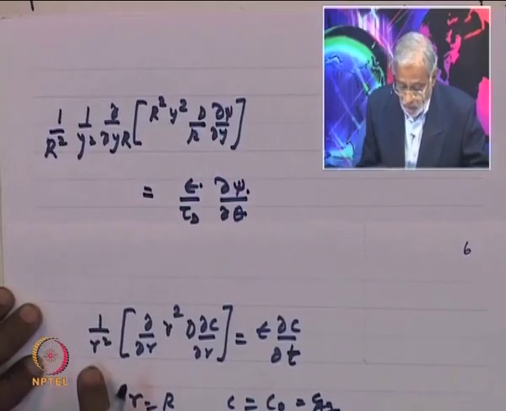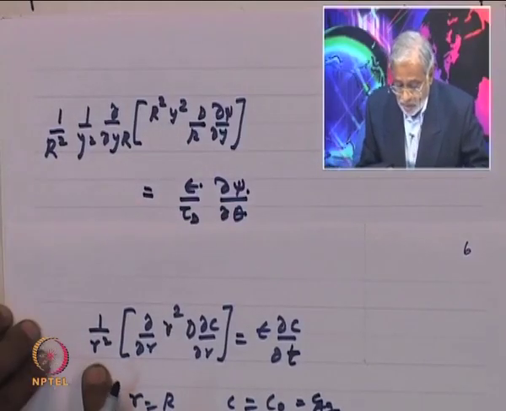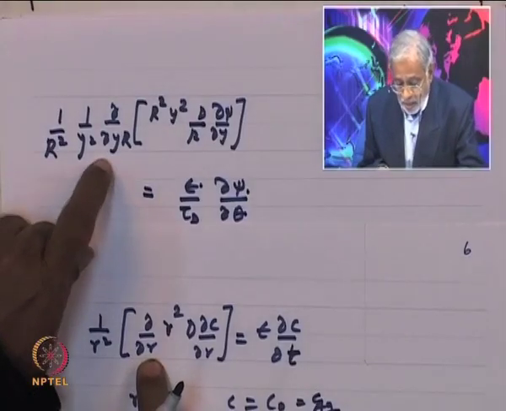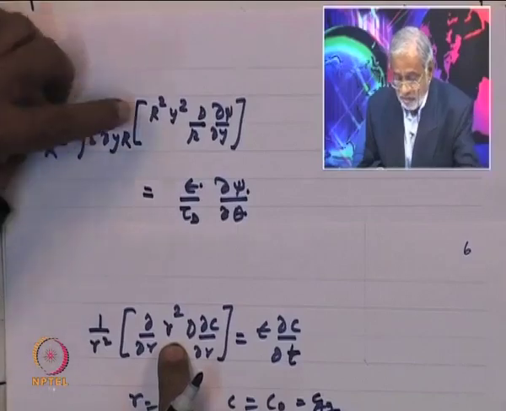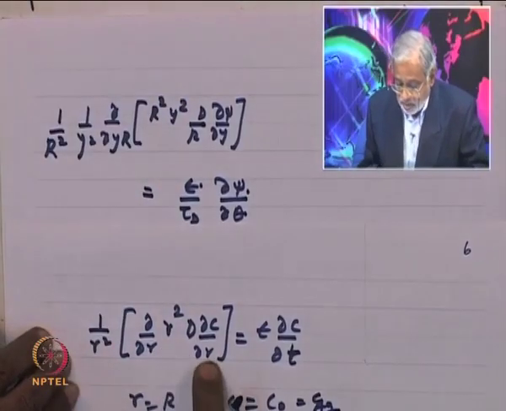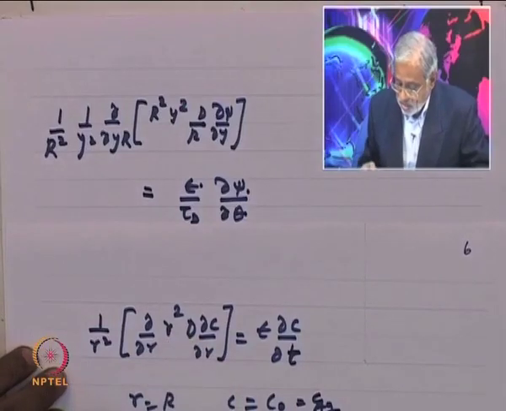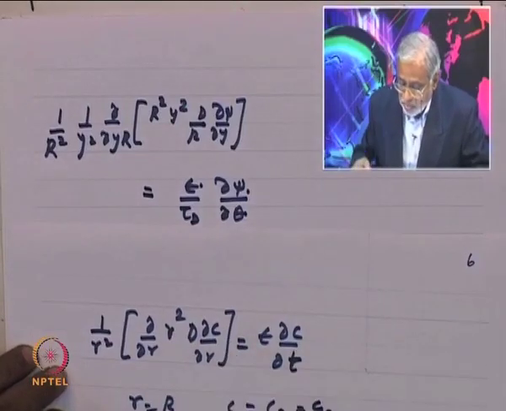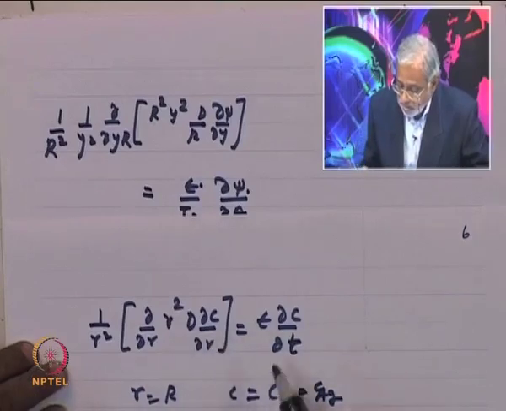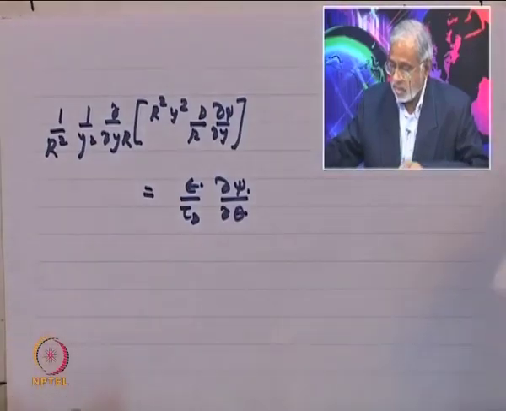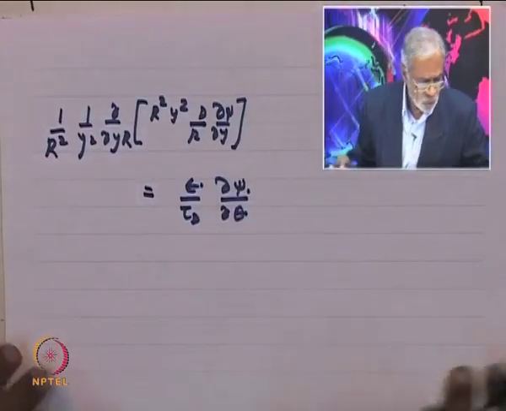So, this r squared I have written as r squared y squared, this r I have written as r times y, okay. The d remains as such. So, this C I have put as C by C0, I have non-dimensionalized on both sides, therefore, I have put it as del psi on both sides, okay. So, nothing new has been done.